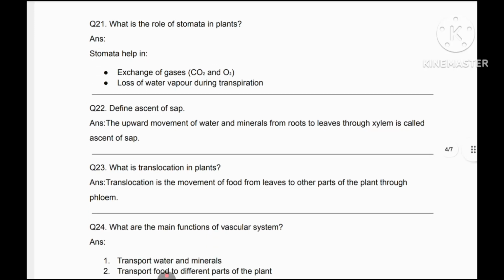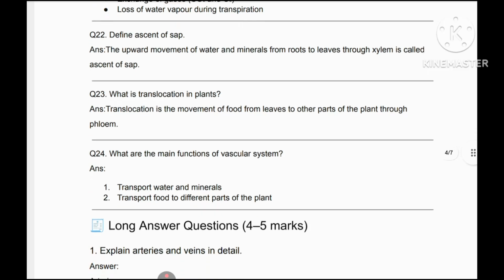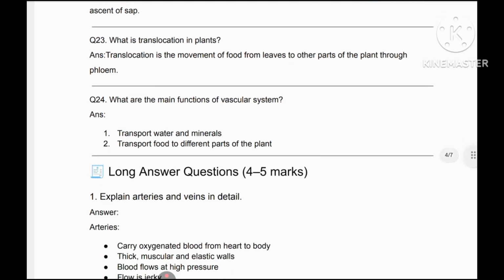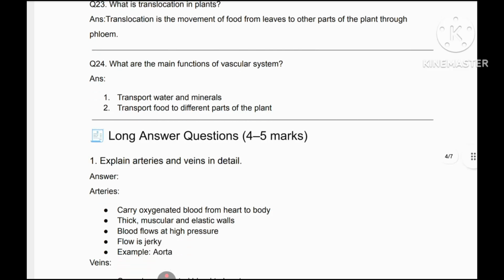Define ascent of sap. The upward movement of water and minerals from roots to leaves through xylem is called ascent of sap. What is translocation in plants? Translocation is the movement of food from leaves to other parts of the plant through phloem. What are the main functions of the vascular system? It transports water and minerals, and transports food to different parts of the plant.